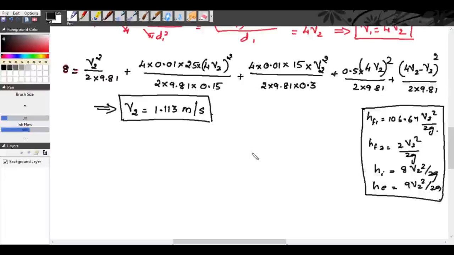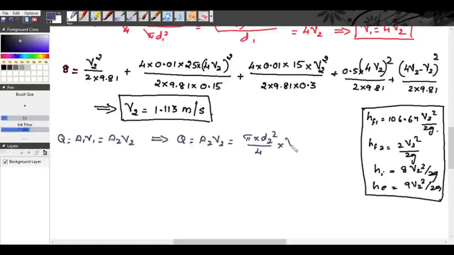Now, once we find V2, we can find the discharge. So, discharge Q will be equal to either A1 V1 or A2 V2. So, we will use A2 V2. So, Q is equal to A2 V2, that is pi into D2 square by 4 into V2. We get Q is equal to pi into 0.3 square by 4 into V2 is 1.113, where the diameter of pipe 2 is 30 centimeter.